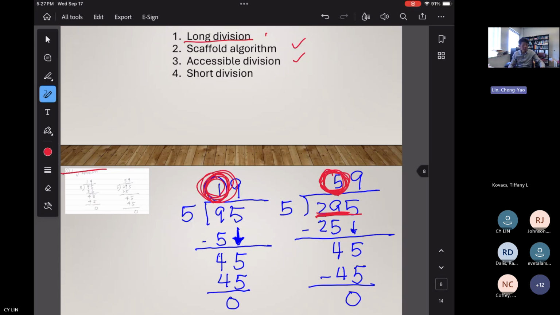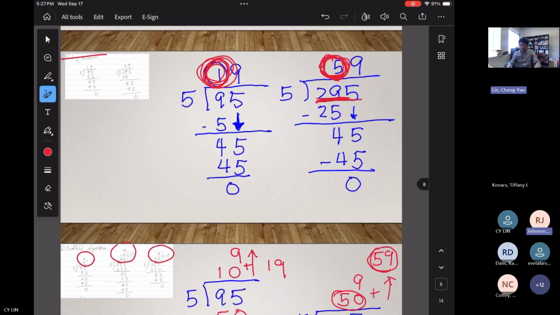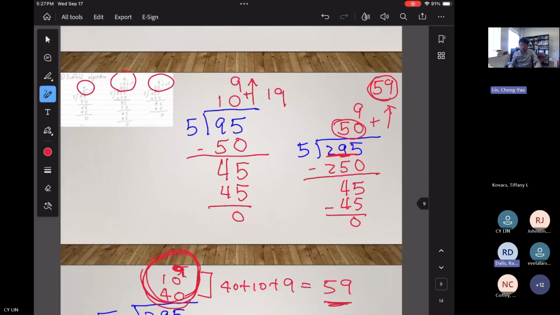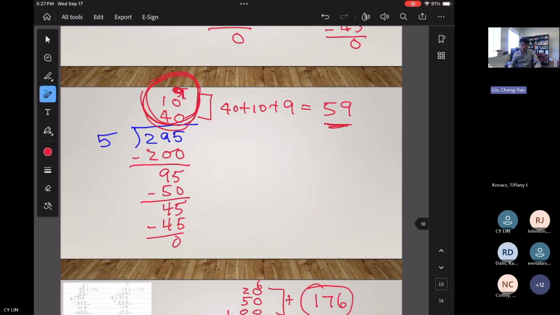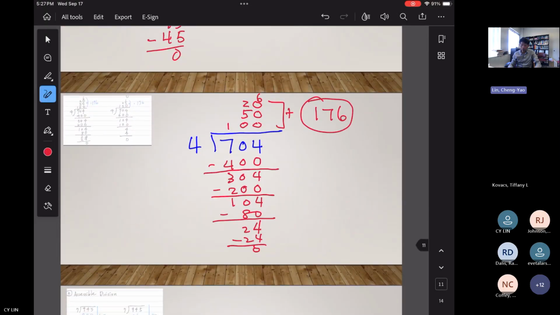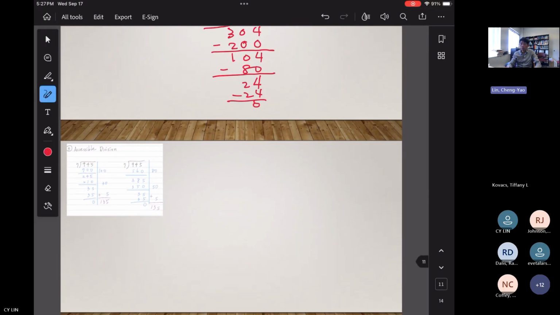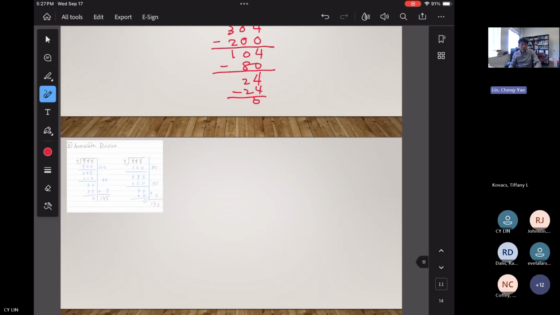Have you ever heard about accessible division? Anybody? No. Right. Well, I think so. Accessible division is more popular in the recent textbooks, because this will help children do division better.